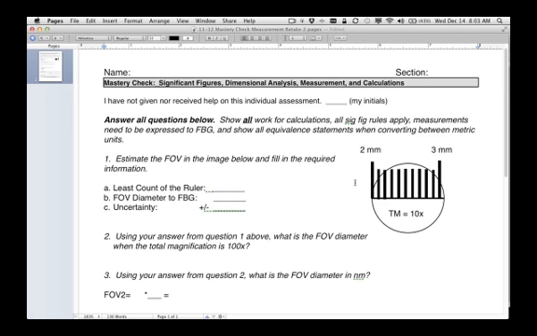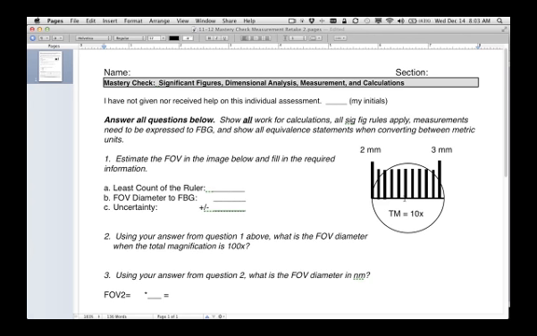And so in this field of view we see a number of lines. We have measurements on the left and the right, and we need to figure out the size of the field of view. So it says estimate the field of view, and we want to do that to first best guess. So first off, let's look at the least count of the ruler. Least count of any measuring device is just the smallest space that's indicated on that ruler. So if we look, the smallest space would be any distance between any two lines along this ruler.